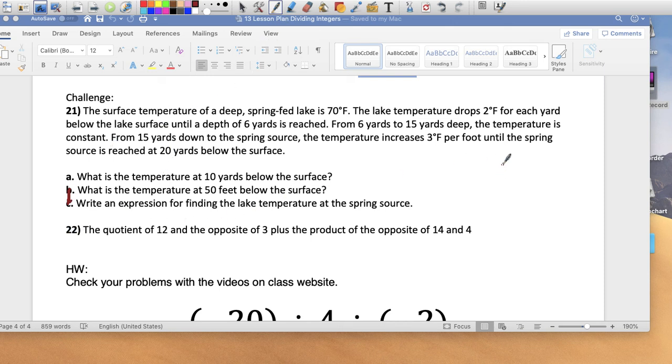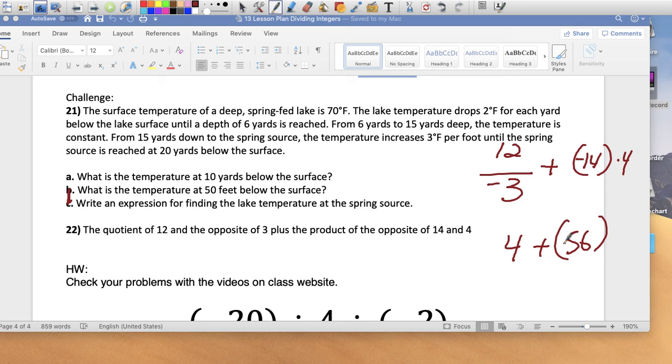The quotient of 12 and the opposite of 3 plus the product of the opposite of 14 and 4. So the quotient, right? The answer to 12 and the opposite of 3. So this is what we're looking for. So 12 divided by negative 3 is negative 4. And the product is going to give me negative 56, by the way. And my final answer looks like it's going to be negative 52. So do me a favor, if you didn't hear me yet, don't do this one.